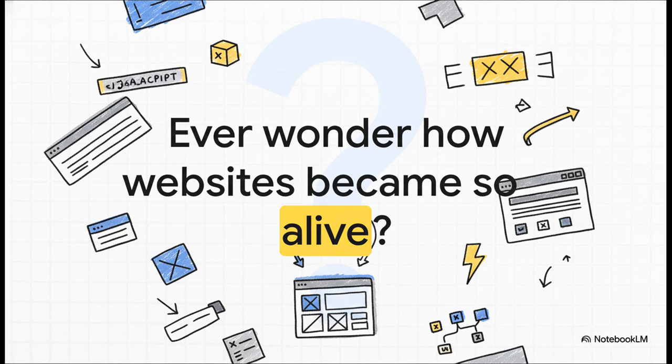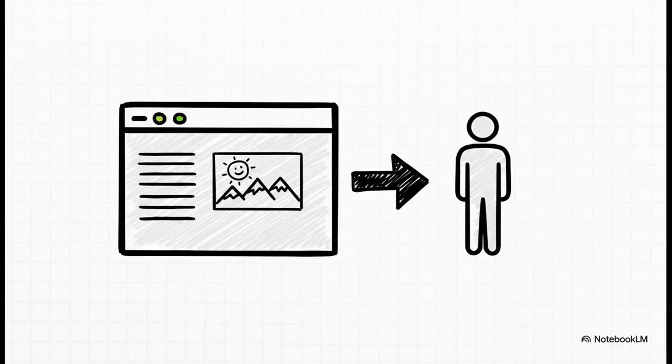I mean, really think about it for a second. You click a button, and a menu just appears. You start typing in a search bar, and suggestions pop up instantly. How did we go from just plain static pages to these living, breathing things that react to our every move?